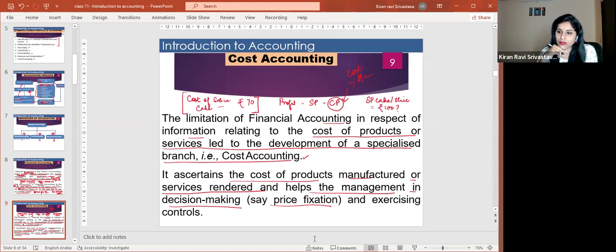So if I know that my cost of the cake is 70 rupees and I want a minimum 10% profit on it, as a management, I have to make a decision. My cost is 70 and I need 10% profit on it. So if I do 10% of 70, I'm going to get 7 rupees. So my selling price should be 70 plus 7, which is 77 rupees. Are you getting it?